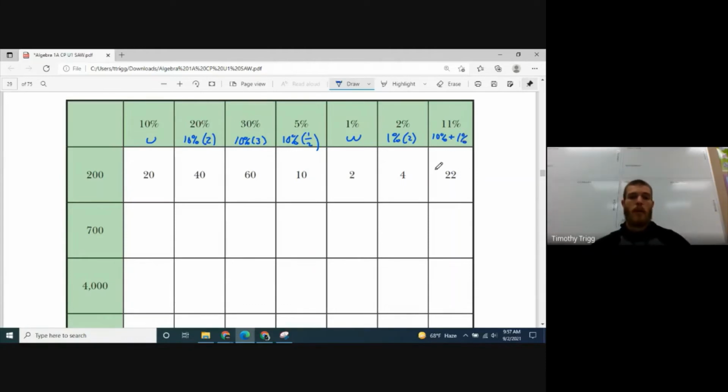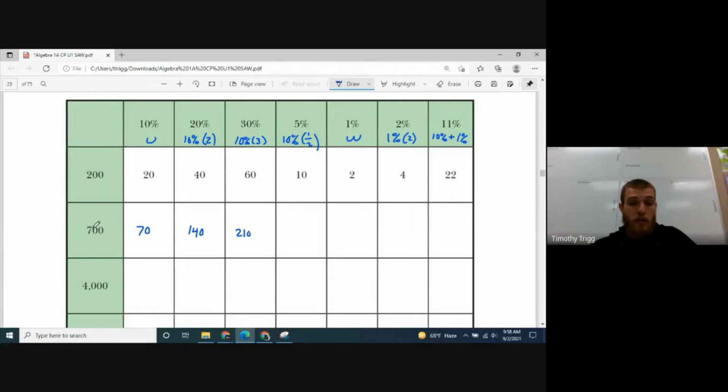Okay, and I'll kind of show you as we go. So, for example, 10% of 700, we move the decimal 1 spot, so that makes 70. To find 20%, I simply double the 10%, right? The 10% answer times 2. So that would be 140. To find the 30%, we take the 10% times 3, so that's 210. So 30% of 700 is 210.